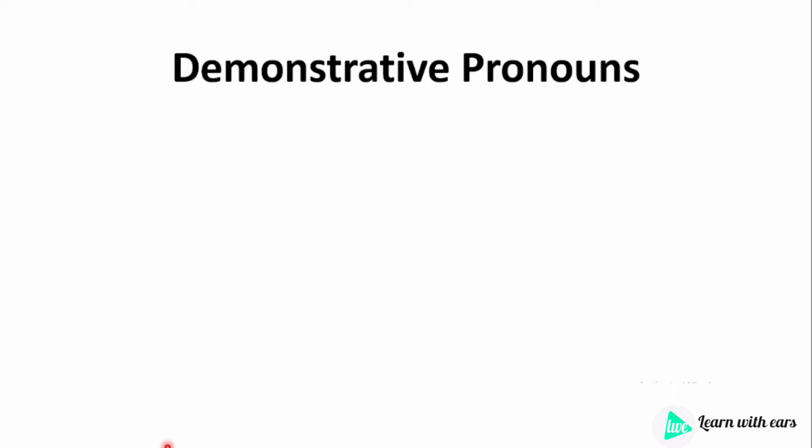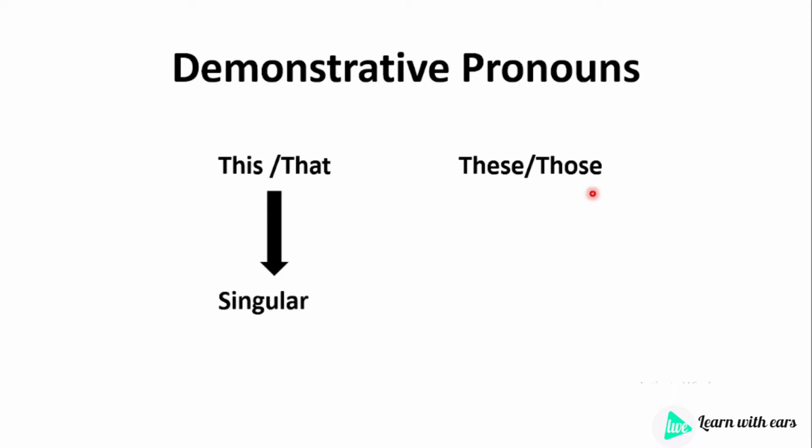Demonstrative pronouns are this, that, these, those. Okay, only these 4 words: this, that, these, and those. We use this and that with singular nouns, and we use these and those with plural nouns.